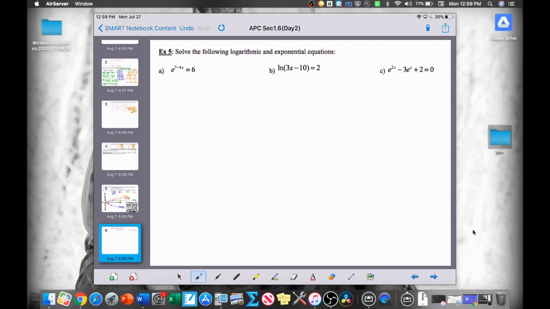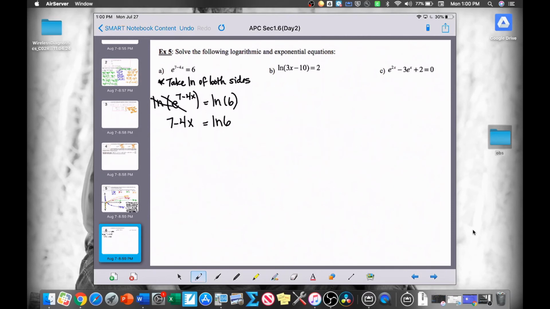If we are trying to solve for x and x is up in the exponent, the easiest thing to do, since our base is e, is to take the natural log of both sides. So if I do that, I'm going to have the natural log of e to the 7 minus 4x power equals the natural log of 6. On the left-hand side, ln and e, log base e of e, cancels out. So I'm left with 7 minus 4x equals natural log 6.